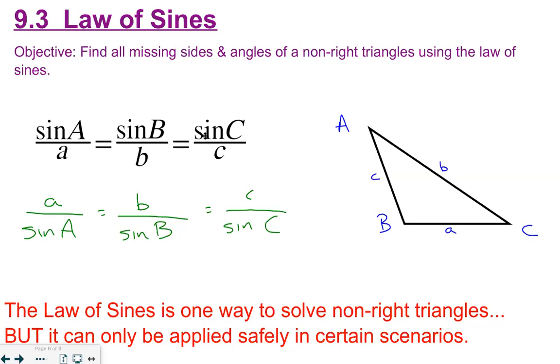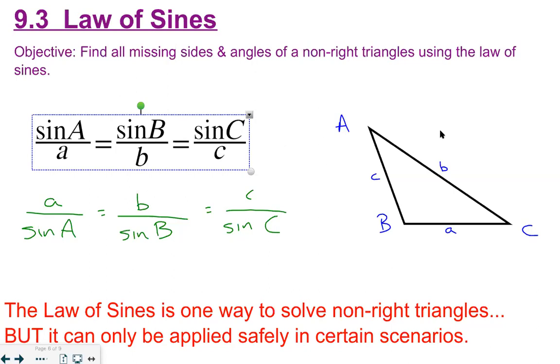The law of sines is more of a proportion, and it reads: sine of angle A divided by opposite side length a equals sine of angle B divided by opposite side length b, which equals sine of angle C divided by opposite side length c. When you're working with this formula, you're really only going to use two parts of the equation: either sine A over a equals sine B over b, or sine A over a equals sine C over c, or sine B over b equals sine C over c. You'll never use all three at the same time.